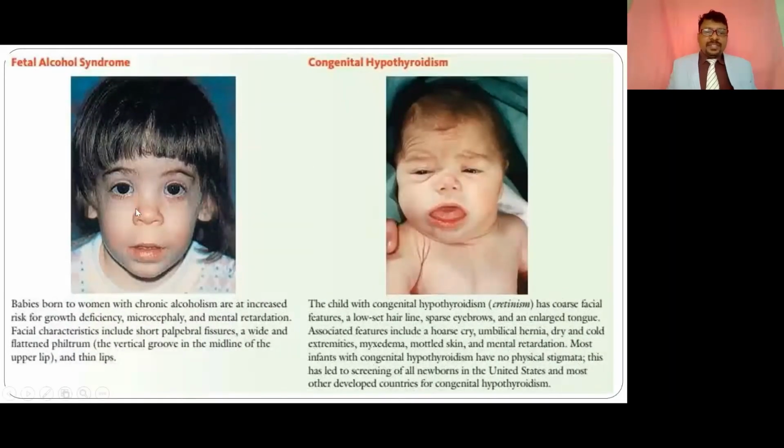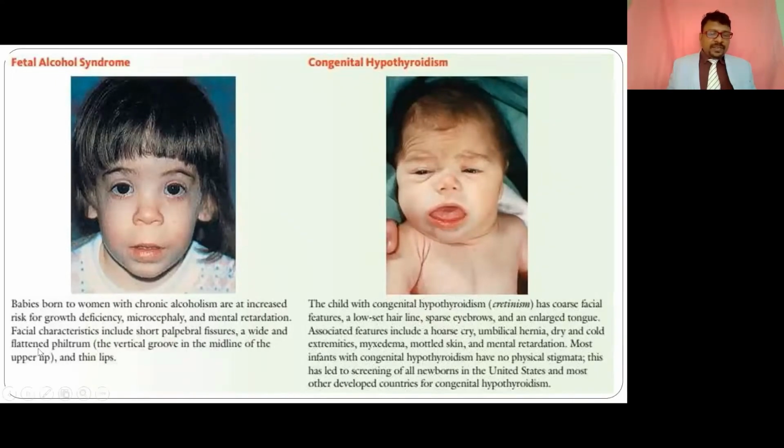And also, coming to other facial appearances, fetal alcohol syndrome. Fetal alcohol syndrome means the mother is addicted to alcohol while carrying the baby. A baby born to a woman with chronic alcoholism has an increased risk of growth deficiency and also microcephaly. Just now we saw microcephaly while explaining head circumference. One of the causative factors of this microcephaly is fetal alcohol syndrome. If the mother takes an overdose of alcohol during pregnancy, the baby may also be affected by the alcohol.